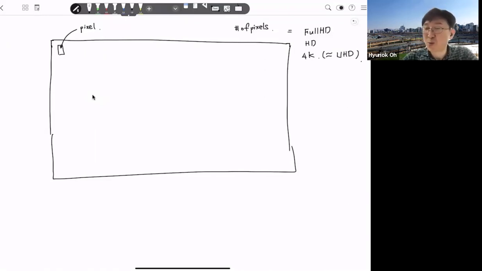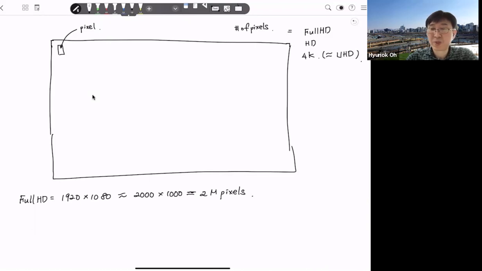So for the HD case, how many columns and how many rows? Do you know that for HD? Yeah. 1920 and 1080. So almost 2000 by 1000, which is 2 megapixels. So the number of columns is 2000 and the number of rows is 1000.